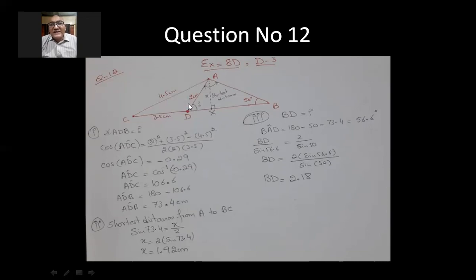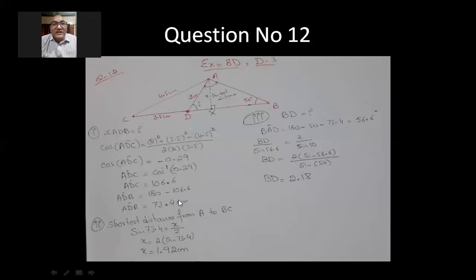So the cos of ADC will be equal to 2 square plus 3.5 square minus 4.5 square, divided by 2 divided by 2 divided by 3.5, equals, shift cos answer equals, so this angle ADC will be 106.6. Once you know this angle, very easily I can find this angle because this is a straight line. So it will be 180 minus 106.6, and that will give you 73.4.